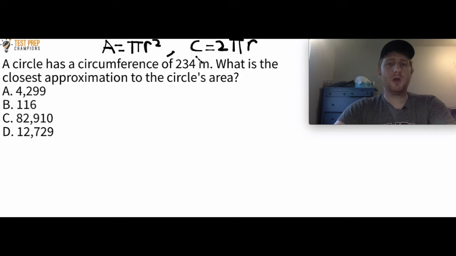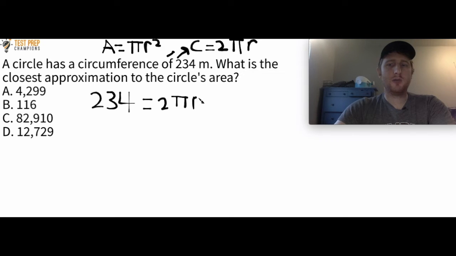Okay, so the first move I want to make here is to realize that we are told that the circumference is 234. So I can take the formula for circumference, and I'm going to replace this C with 234. All right, so 234 equals 2 pi r.